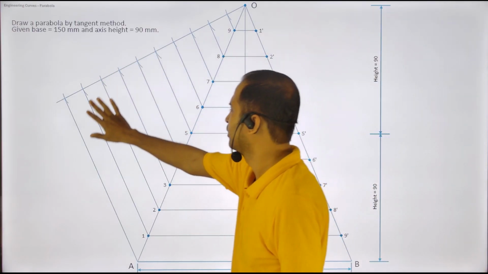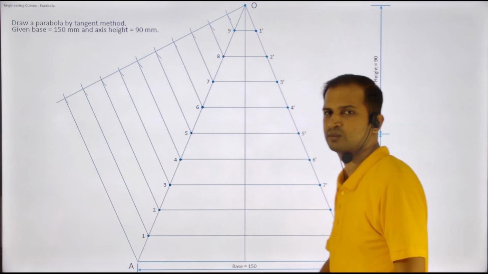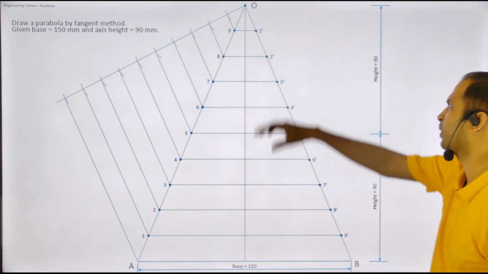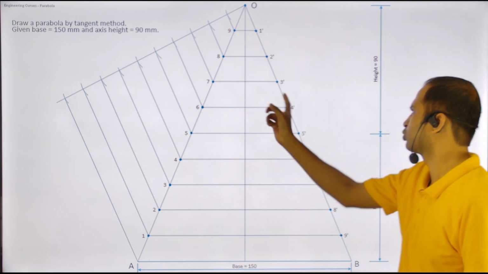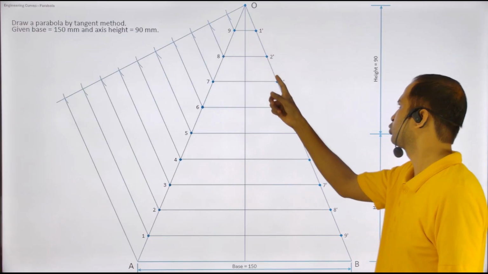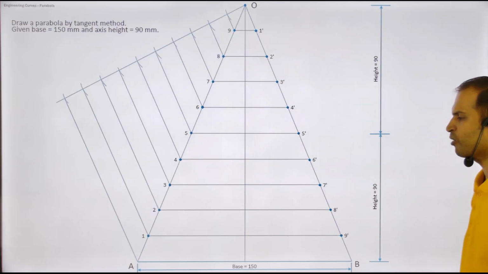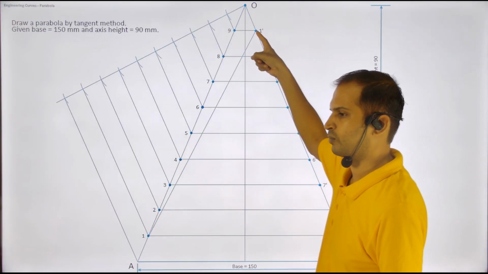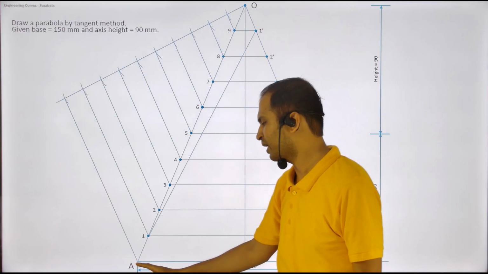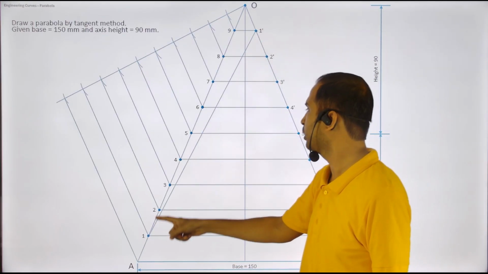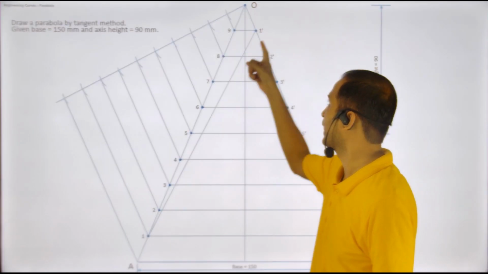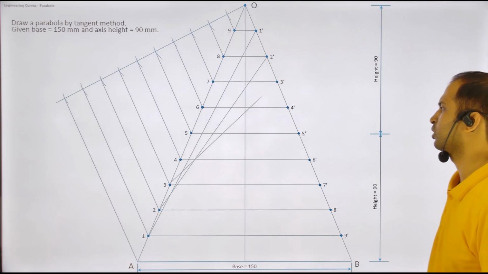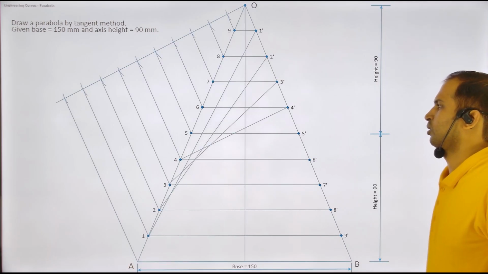So this steps is okay. This is all fine. You have divided into 10 equal parts. You have named them 1, 2, 3, 4, 5, 6, 7, 8, 9, and the O part is the 10th part. And we have taken these lines also, and we have divided 1 dash, 2 dash, 3 dash, 4 dash. Now we have to connect 1 to 1, not from A to 1. We have to connect 1 to 1, 1 to 1 dash. Yes. 2 to 3. Yes. 3 to 3. 4 to 4. 5 to 5.